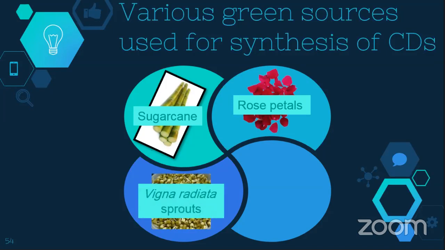Then further we used Vigna radiata sprouts, the daily sprouts that we use, and we reduced that to carbon dot. And then we used Cannabis sativa also, and we prepared a carbon dot from this, and all this actually gave wonders for us.